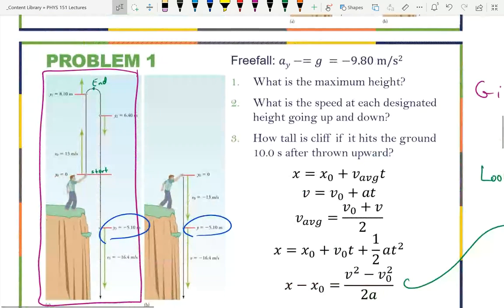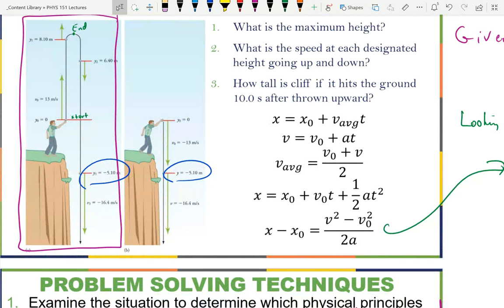The last part of the question: how tall is the cliff if it hits the ground 10 seconds after thrown up? Now we have time. So we have time to add into our data, and we're looking for height. So we have the initial speed, we have the initial height, we have the acceleration, we have the time, and we're looking for the final height. Only one equation incorporates all of those. Which one's that? The one we use for almost all of our problems.